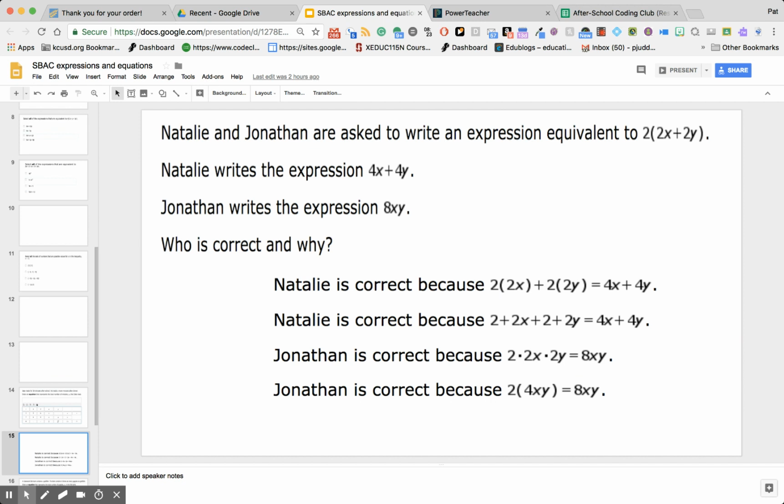Natalie and Jonathan are asked to write an expression equivalent to 2 times X plus 2 times Y. Natalie writes the expression 4 times X plus 4 times Y. Jonathan writes the expression 8 times X times Y. Who is correct and why? So pause the video here and decide which one is correct. Is it A, B, C, or D? And in your process, you're going to explain your thinking. Pause the video here, discuss which is correct, and go.